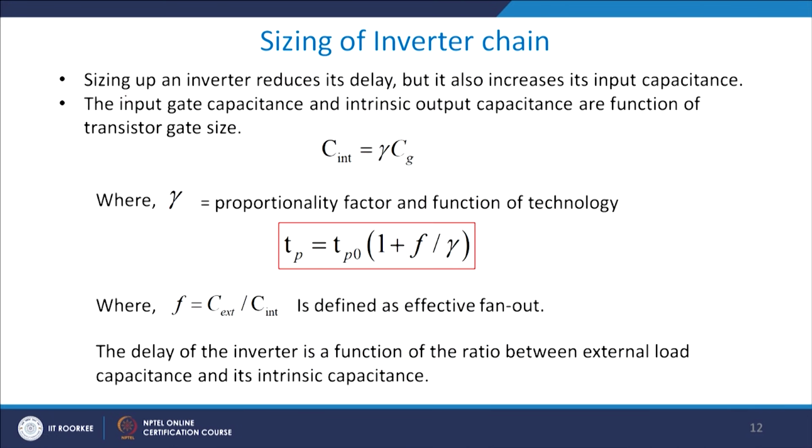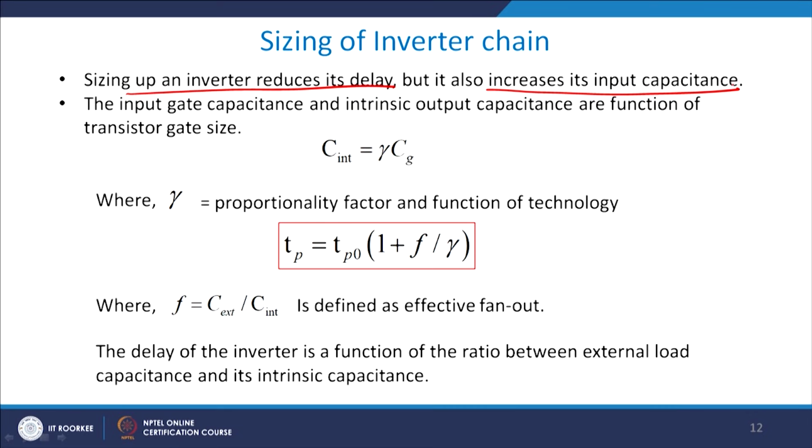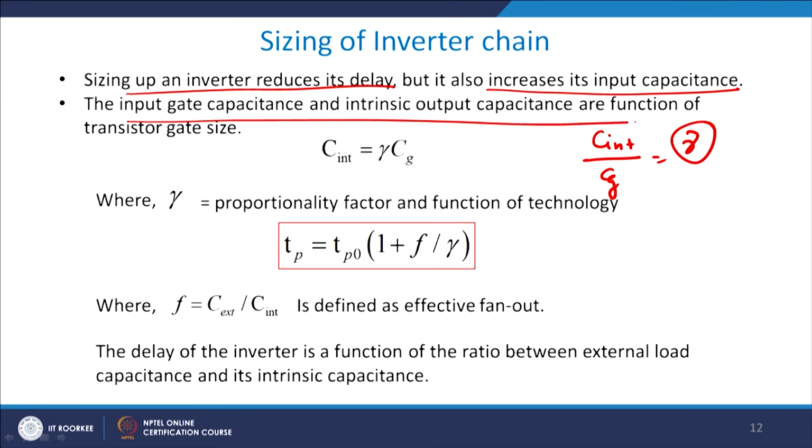Sizing up an inverter, as I discussed with you, will reduce the delay, agreed, because you are making it much faster since your current carrying capability is larger, but the cost you are paying for it is that it also increases the input capacitances. Now, suppose I say that the input gate capacitance is Cg, and C internal equals gamma times Cg. This is basically a fraction, and the input gate capacitance and intrinsic output capacitances are functions of the gate, and we define that the intrinsic capacitance is gamma times the gate capacitance, because there will be some proportionality factor.